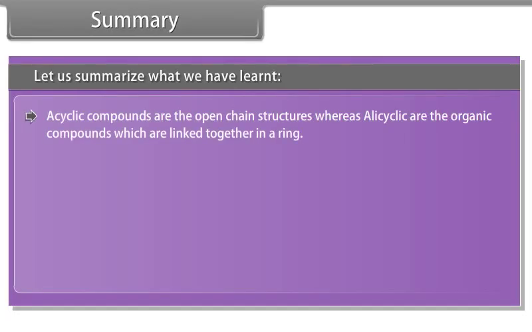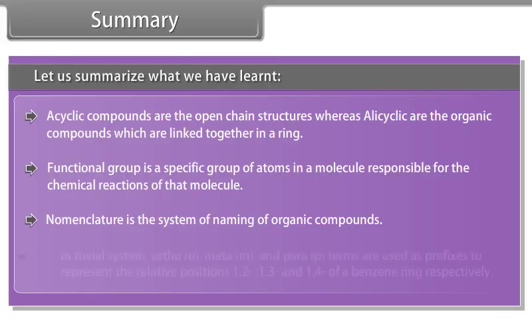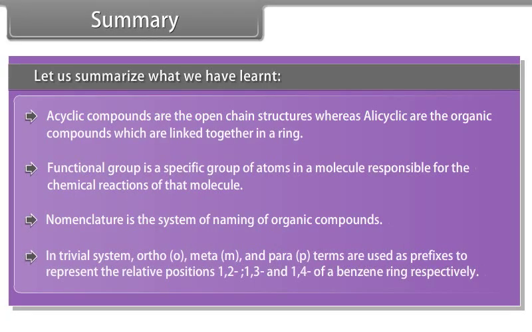Acyclic compounds are the open chain structures, whereas alicyclic compounds are organic compounds which are linked together in a ring. A functional group is a specific group of atoms in a molecule responsible for the chemical reactions of that molecule. Nomenclature is the system of naming of organic compounds. In the trivial system, ortho, meta, and para terms are used as prefixes to represent the relative positions 1,2, 1,3, and 1,4 of a benzene ring respectively.